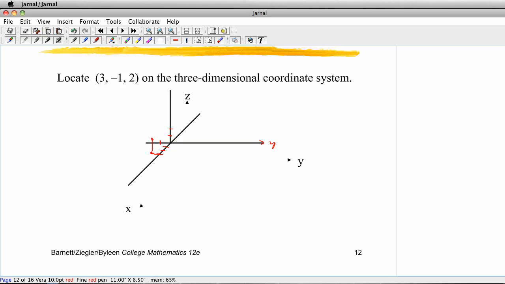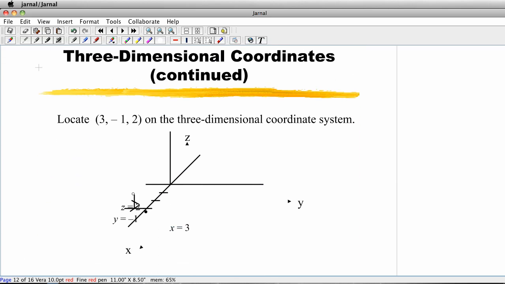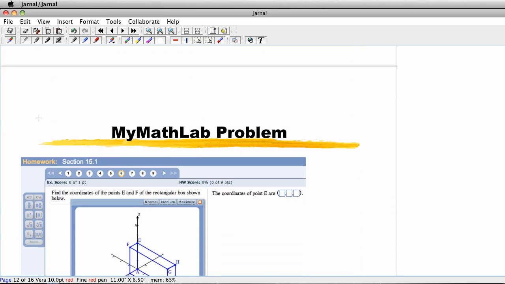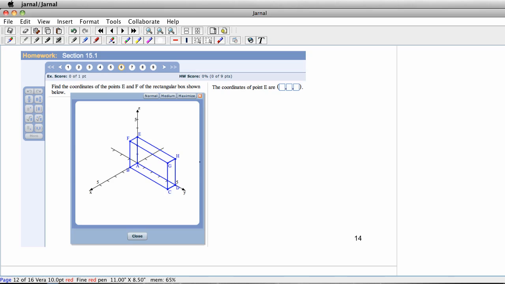Here's a better picture. And again, it's drifted on me a little bit, but this is supposed to be 3 units in the x, 1 unit to the left in the y, and then 2 units up in the z direction. You'll see my math lab problems of that type, and they try to draw a box here so you don't have to envision points drifting out into space.